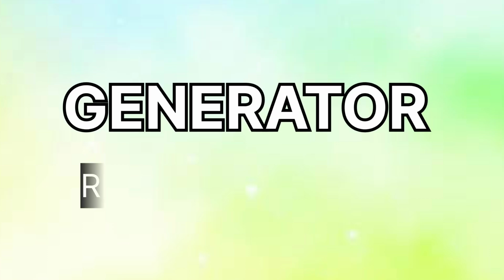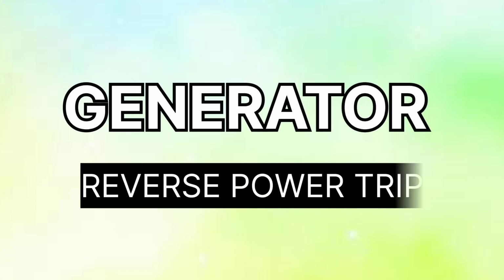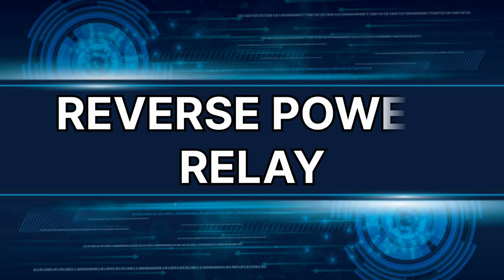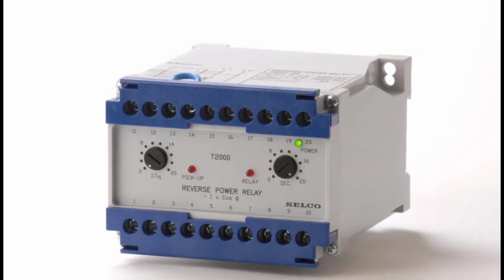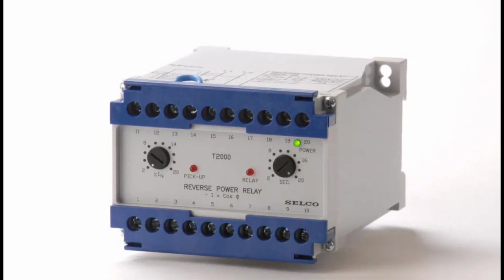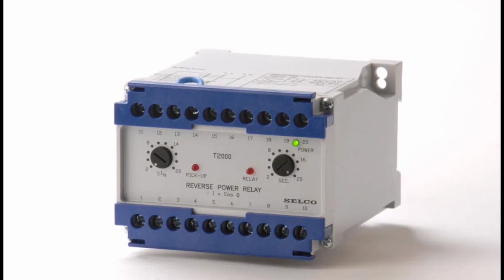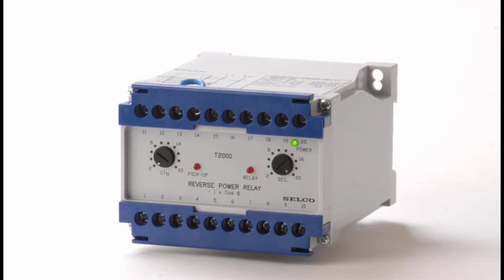Today we will discuss reverse power trip in generator. What is reverse power relay? A reverse power relay is a protective transmitter that protects the turbine or motor from damage upon a reverse power condition.